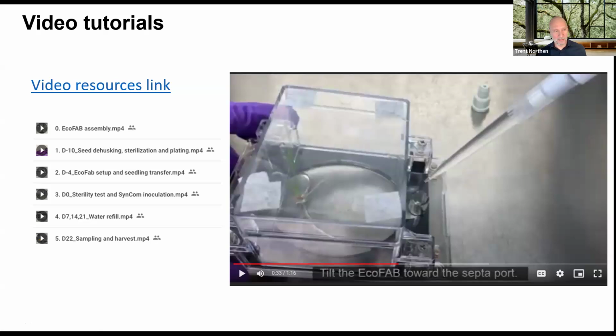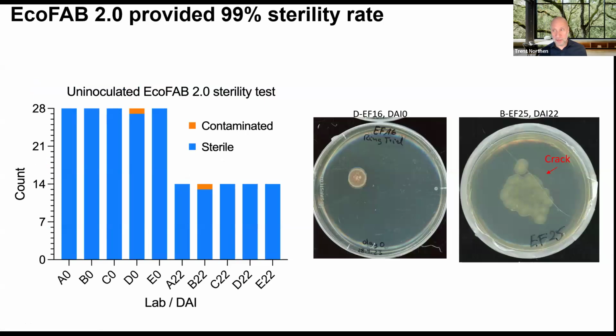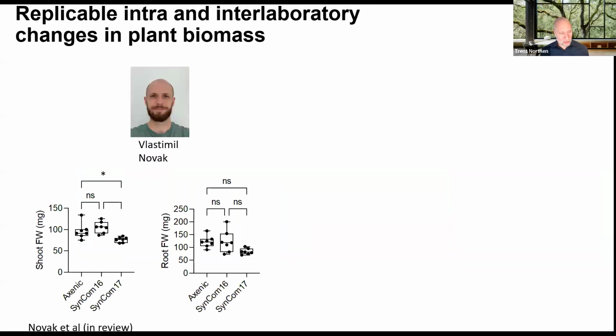So how did it work after all this effort? Well, the first really good piece of news, and this is the first news that we got, is that there was very little contamination. Of course, contamination could destroy the entire experiment. There were only 2 events across all 5 laboratories where we saw any contamination. And one of those was on a cracked plate, so likely the contamination came from the cracked plate. So really, maybe only 1 contamination event across all of the experiments. So that was great. Vlastivil had seen this significant decrease in the shoot weight when Burkholderia was present.